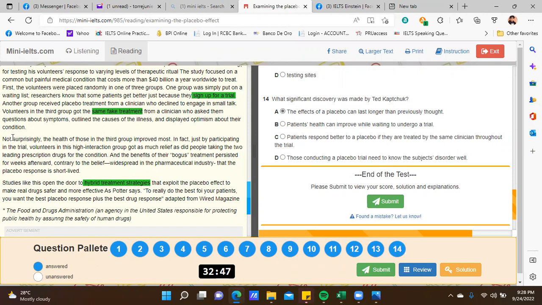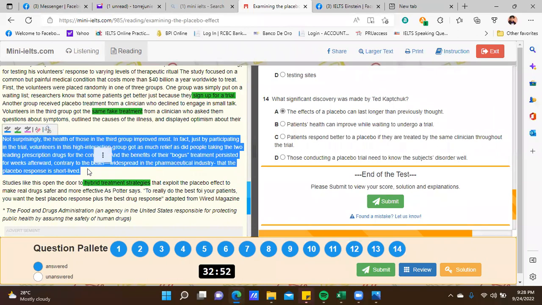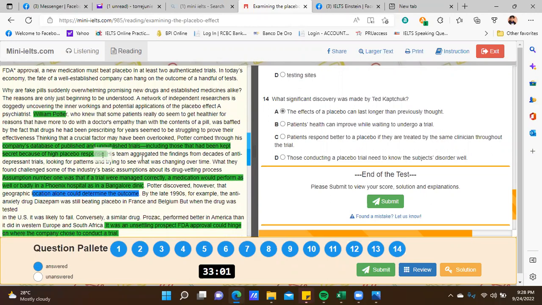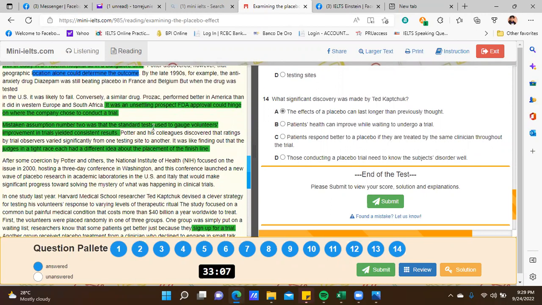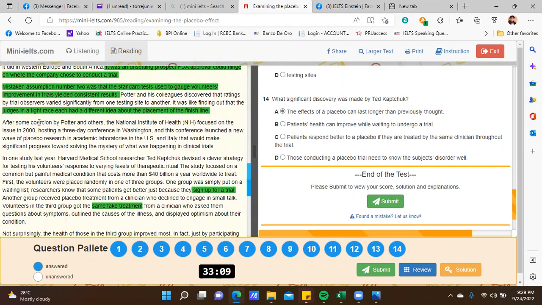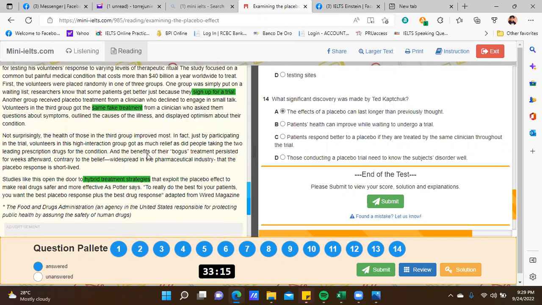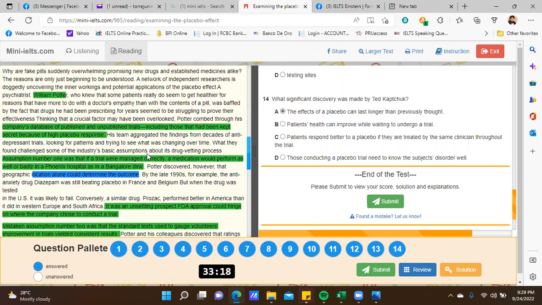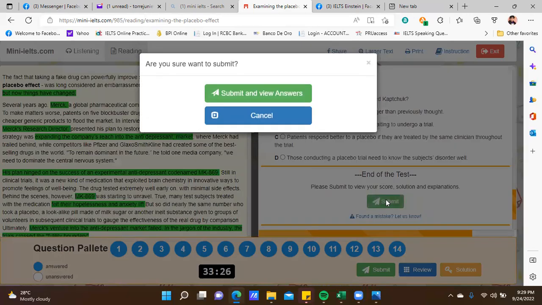Persisted yun. For weeks afterward, contrary to the belief widespread in the pharmaceutical industry that the placebo response is short-lived. So, okay. Akala nila short-lived lang. Kailan ba ginawa ito? Ang galing ng West, no? Ang dami nilang pera kung ano-ano pinag-aaralan nila, no? 2000, guys. That was 2000. So by this time, marami na silang findings sa placebo. Kaya pala, when they conduct trials, merong isang group doon na placebo.